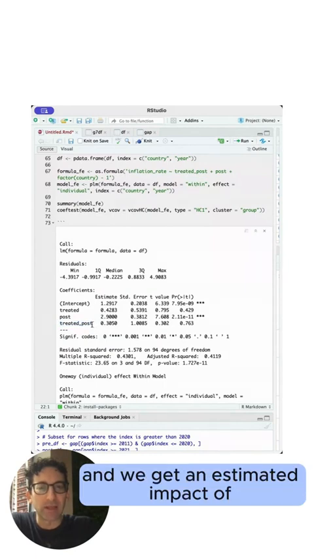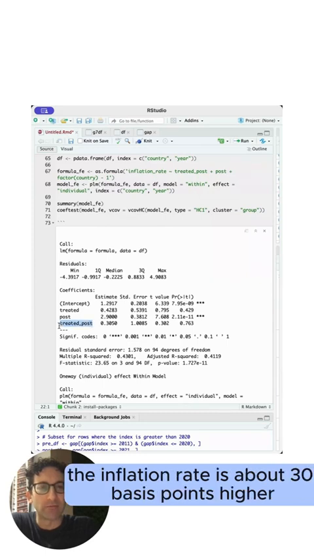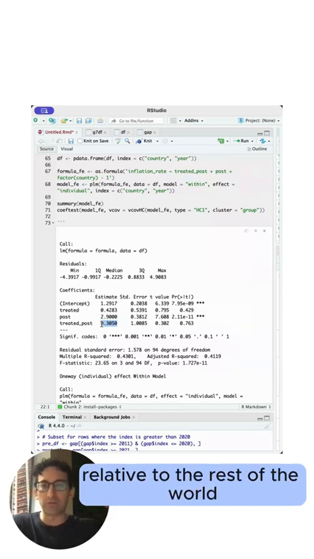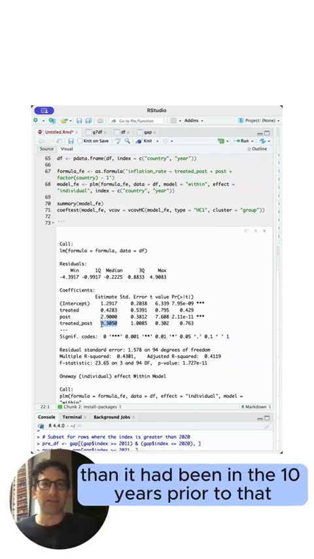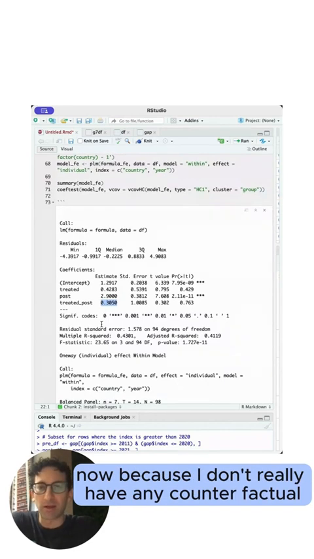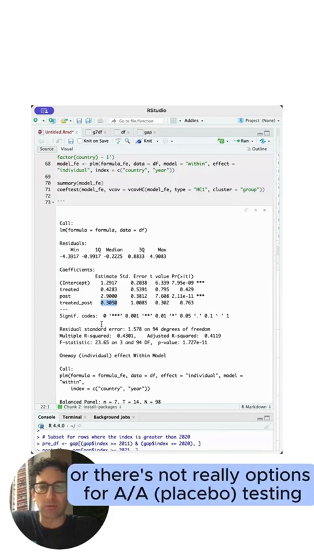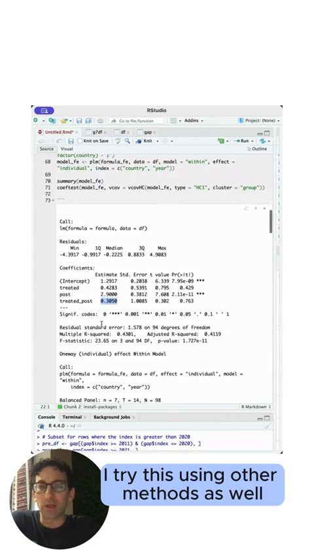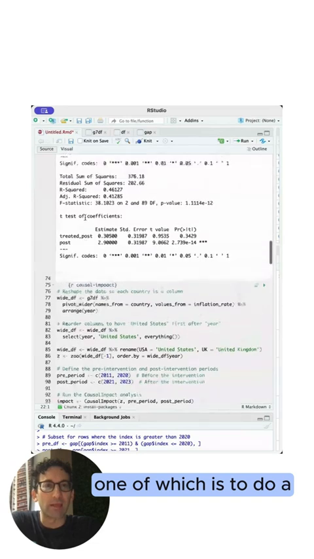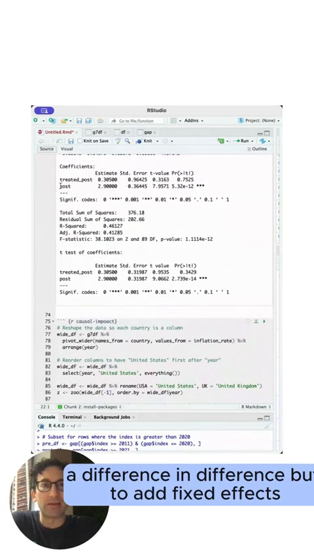And we get an estimated impact that the inflation rate is about 30 basis points higher during the Biden years relative to the rest of the world than it had been in the 10 years prior to that. Now, because I don't really have any counterfactual or options for A/B testing, I try this using other methods as well. One of which is to do a difference in difference, but to add fixed effects.